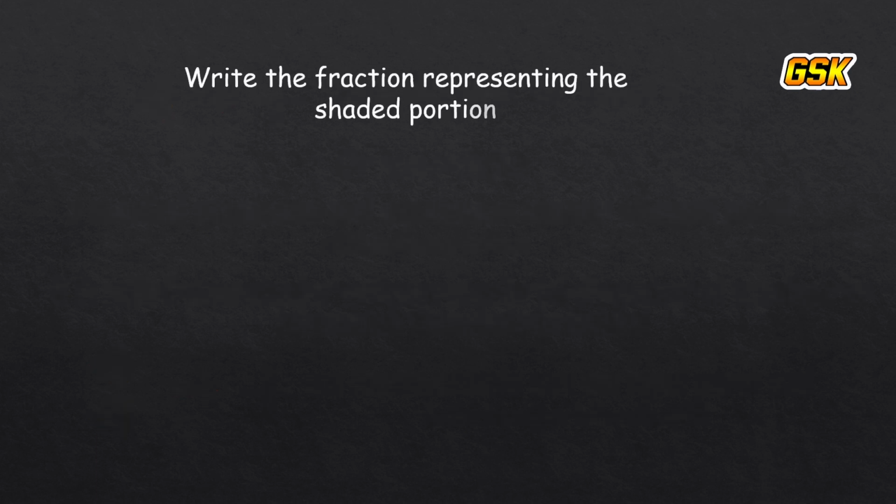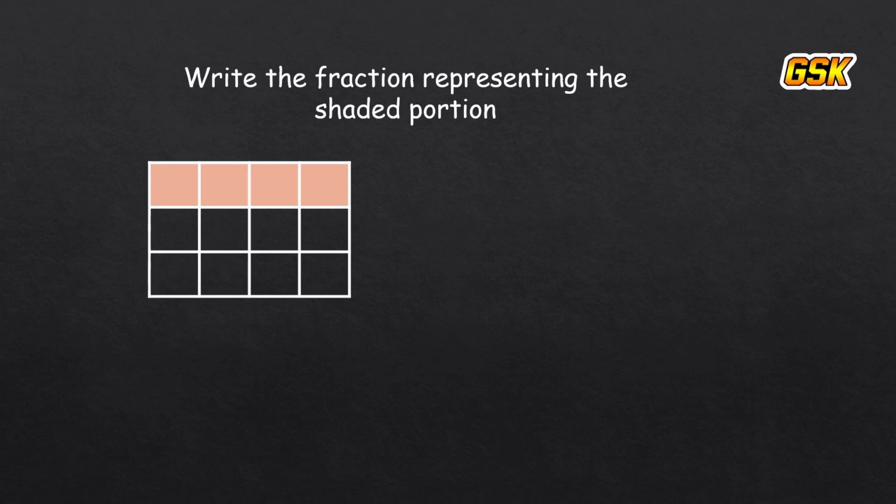Write the fraction representing the shaded portion. Now take an example and write it as a fraction. First we should write the total number of parts into which this rectangle is divided. How many total parts? It is 1, 2, 3, 4, 5, 6, 7, 8, 9, 10, 11, 12. 12 equal parts, so the denominator is 12. And what is the shaded portion? 1, 2, 3, 4. So 4 is our numerator.